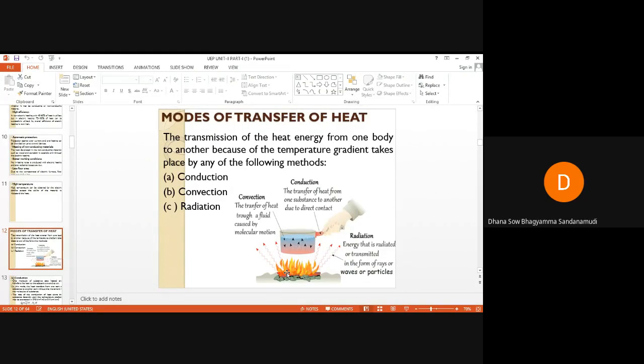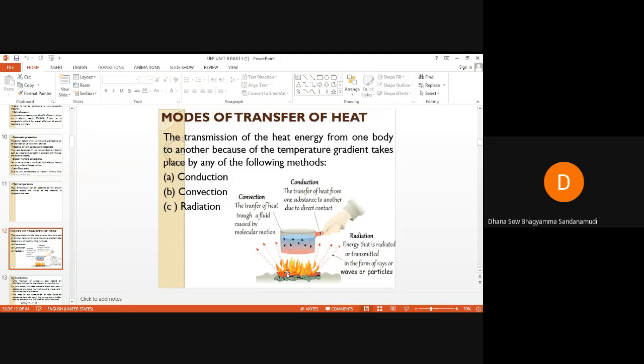So, let us start with conduction. In conduction, one molecule of a substance gets heated and transfers the heat to the adjacent one, and so on. In this mode, heat transfers from one part of a substance to another part without the movement of the molecules of the substance. So in conduction, molecules do not move. They simply transfer the heat from one molecule to another molecule.